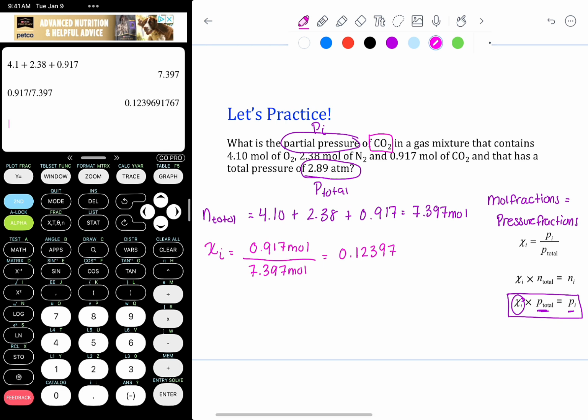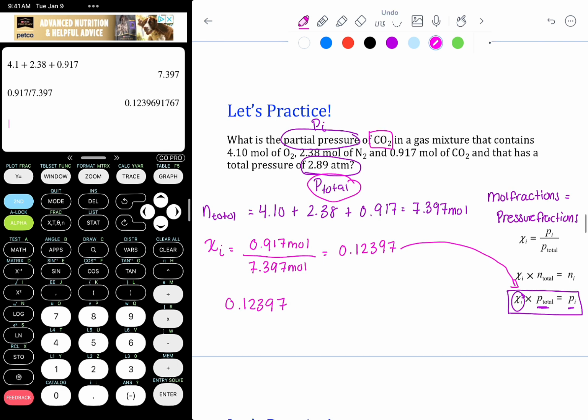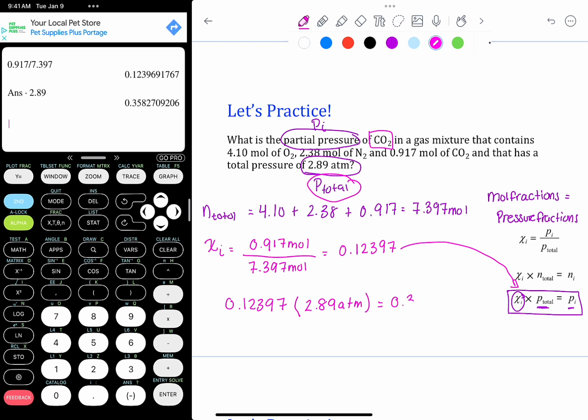Okay, so we have chi, we have P total. We can now take chi, 0.12397, multiply it, not even going to show an x, I'm just going to show it in parentheses, by 2.89 atm. So we do that times 2.89. We get the partial pressure of CO2 to be 0.358 atm.